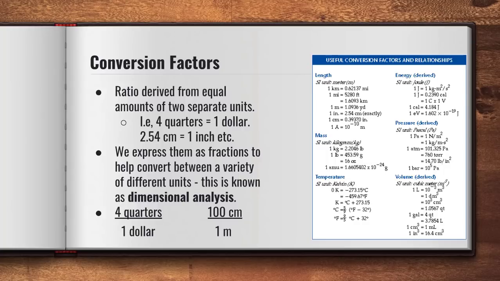So keep in mind that the conversion factor, if you look at those two down at the bottom where it says 4 quarters and $1 and 100 centimeters and a meter, they're both equivalent amounts, meaning that 4 quarters is the same as $1, but they're in two separate and independent units.